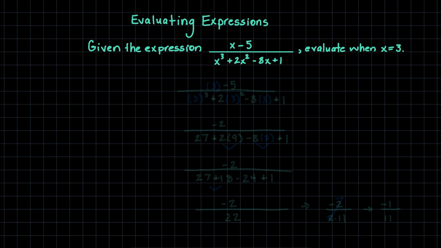Given the expression x minus 5 all over x cubed plus 2x squared minus 8x plus 1, evaluate when x equals 3. So we know we're going to start by substituting in 3 everywhere we see x.